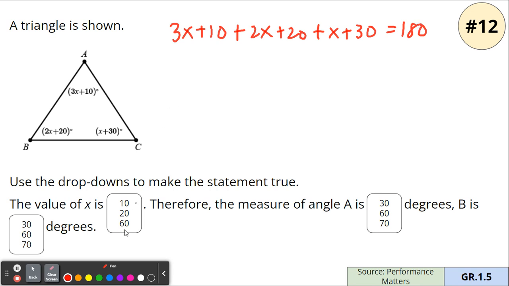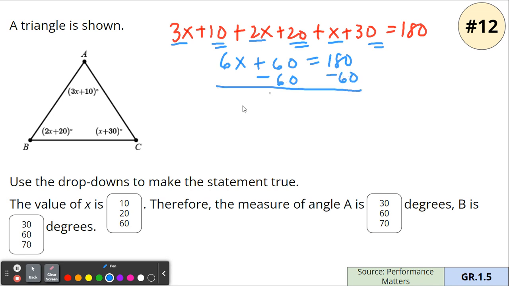Let's combine all our similar terms: 3x, 2x, and x will give us 6x. 10, 20, and 30 will give us 60. So 6x plus 60 is equal to 180. Solving this linear equation, we add the opposite of positive 60, which is negative 60. So you have 6x is equal to 180 minus 60, which is 120. We divide both sides by 6, so therefore x is 20. So our x value is 20 degrees.